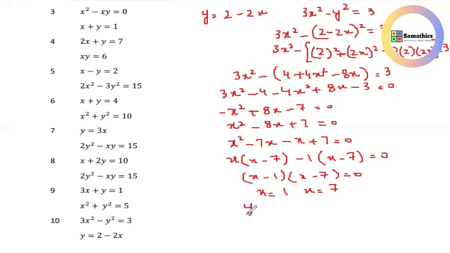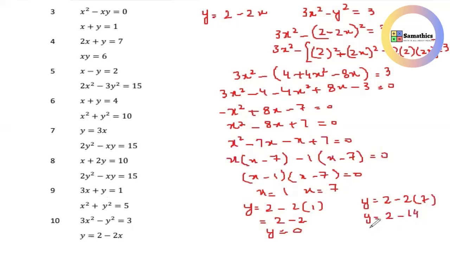So y is equal to 2 minus 2 into 1. So y is equal to 2 minus 2. So y is equal to 0. And here y is equal to 2 minus 2 into 7. So we have y is equal to 2 minus 14. So y is equal to minus 12. So we have here (1, 0) and (7, minus 12).